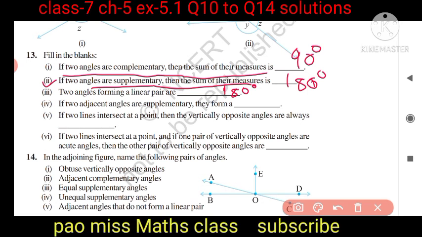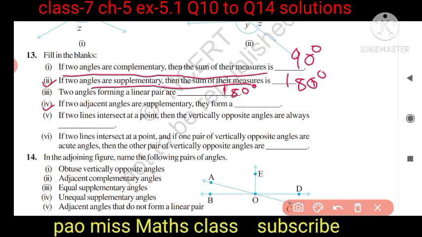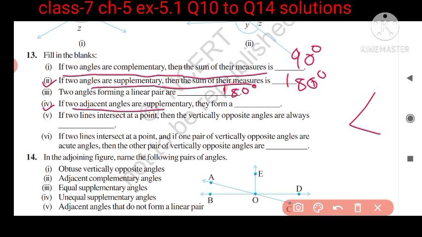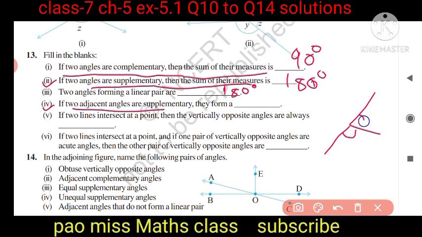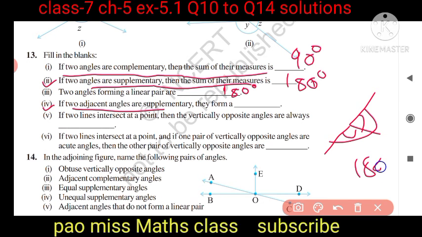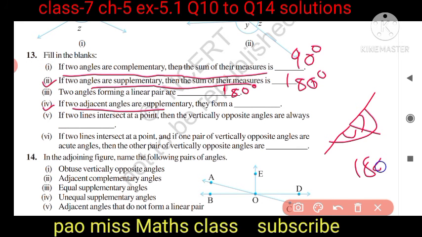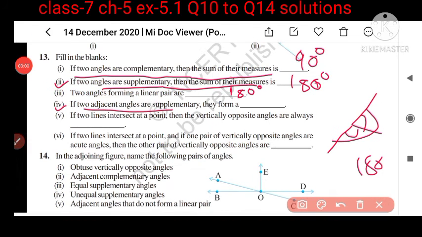Now if two adjacent angles are supplementary, they form a, okay, two adjacent angles, this is one angle and this is another angle. Now these two adjacent angles are forming a supplementary angle. Supplementary angle means 180 degrees, isn't it? Then they form a what? They form a straight line, or you can say supplementary angle.